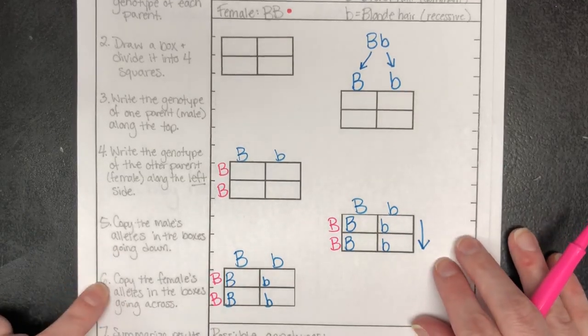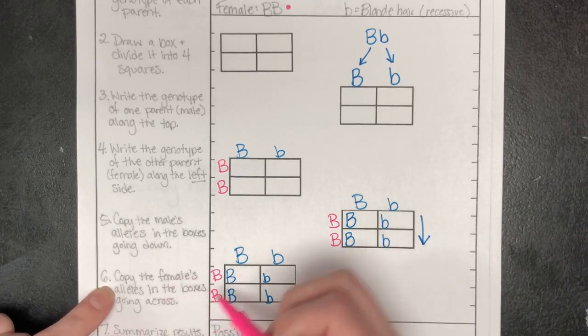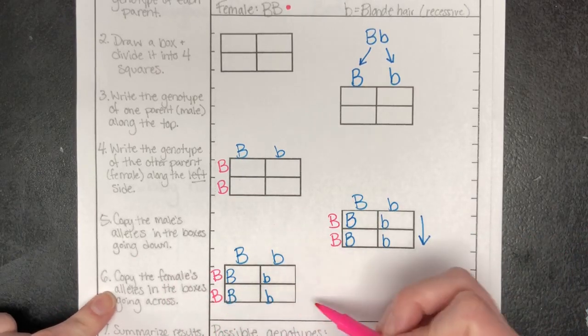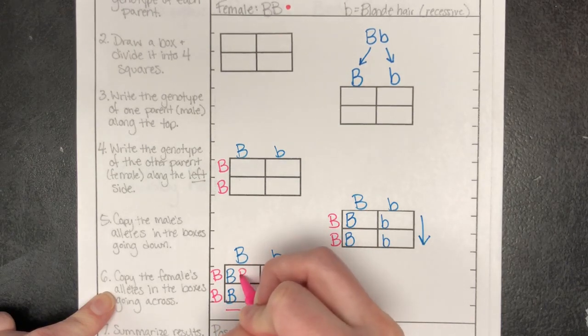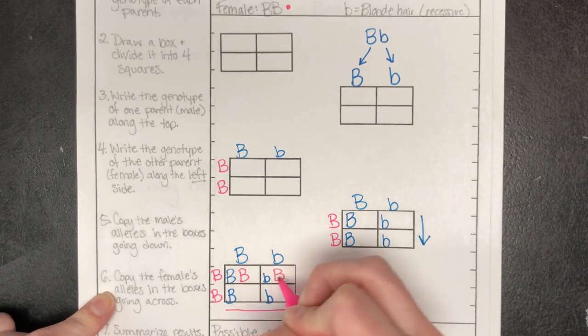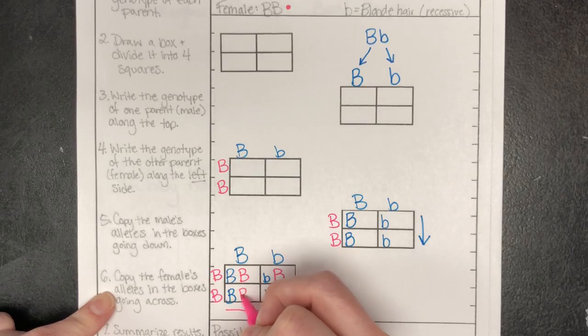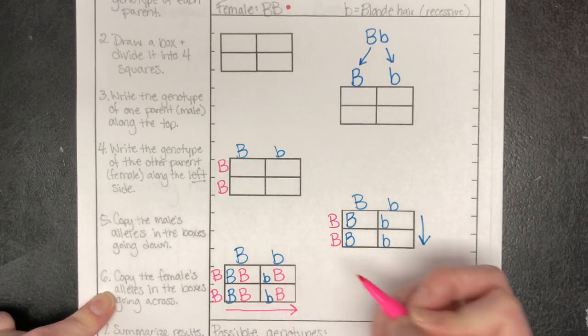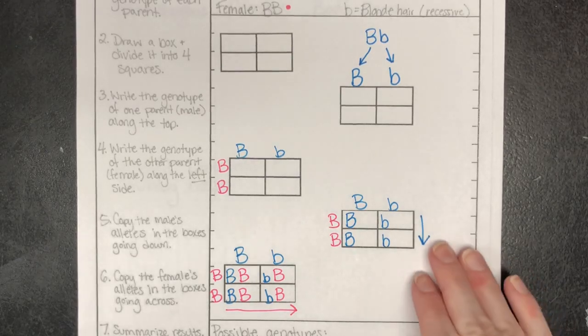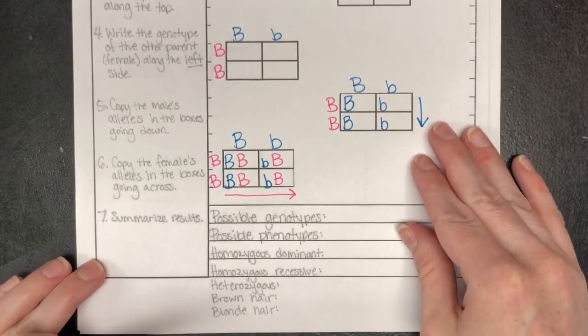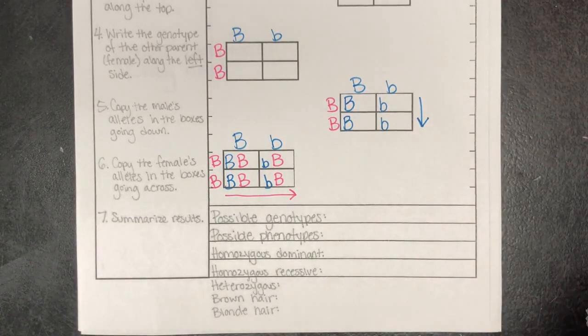And our very last step is to copy the other parent's alleles in the boxes going across. So here that would be big B there, big B there, big B here, and big B here. And now you are done creating your Punnett square. But we still have to summarize our results.